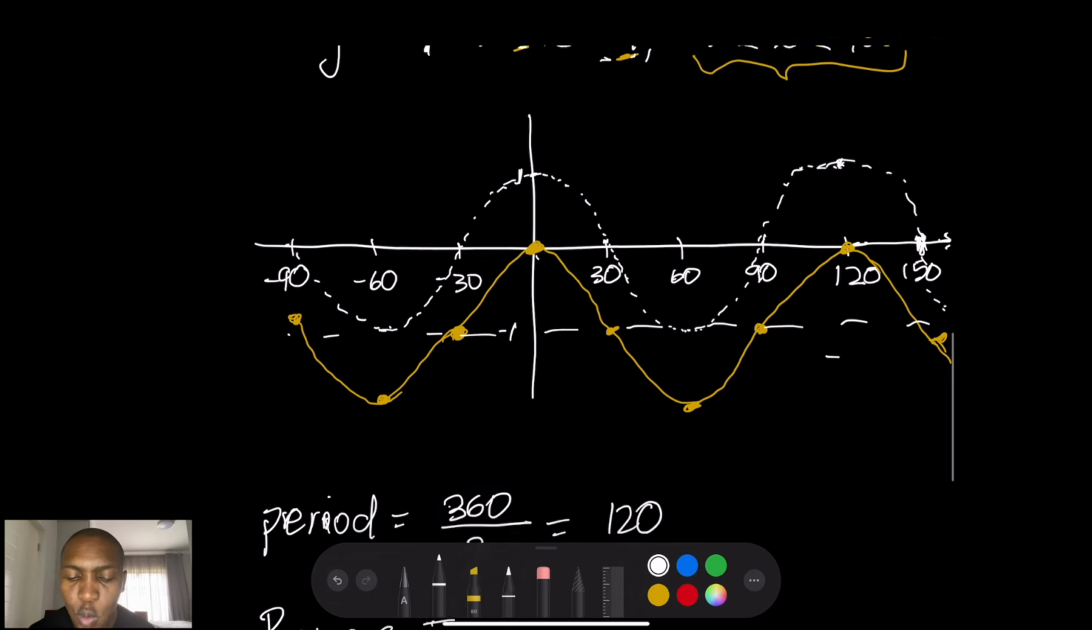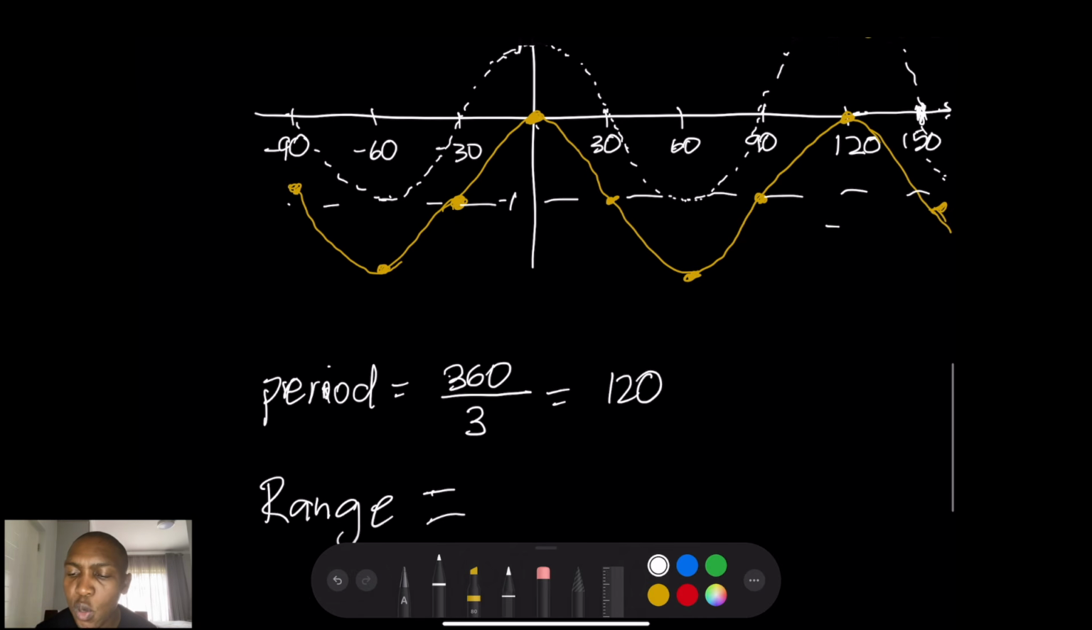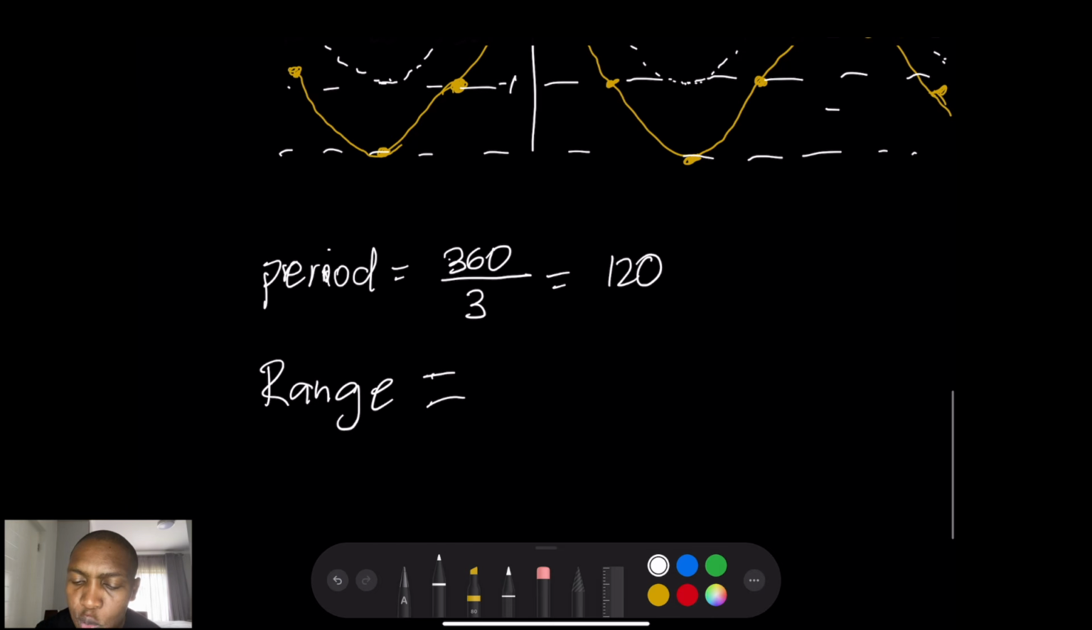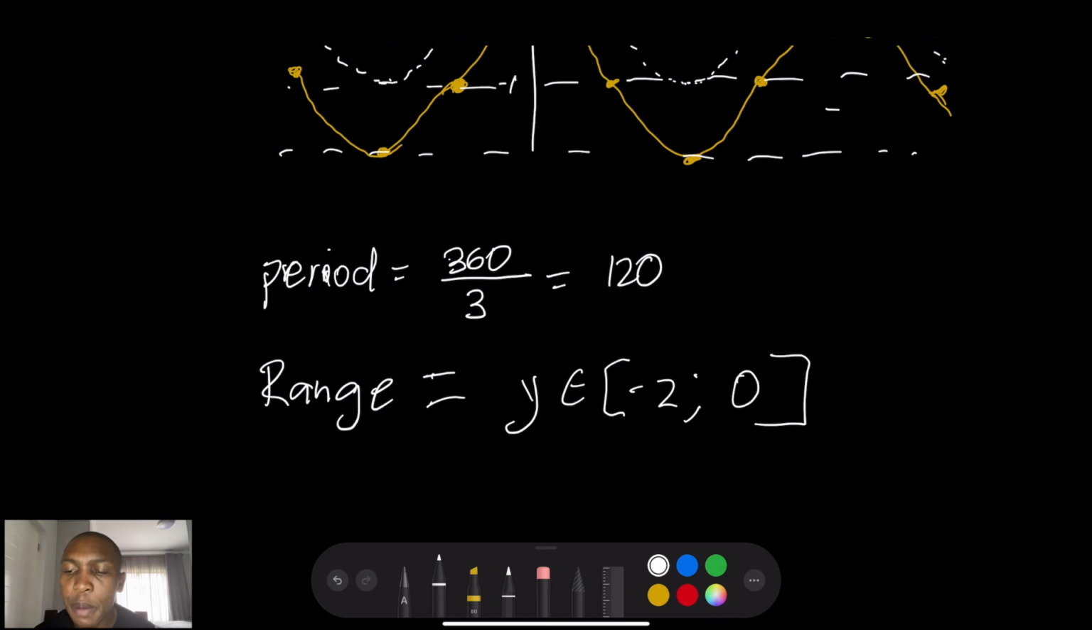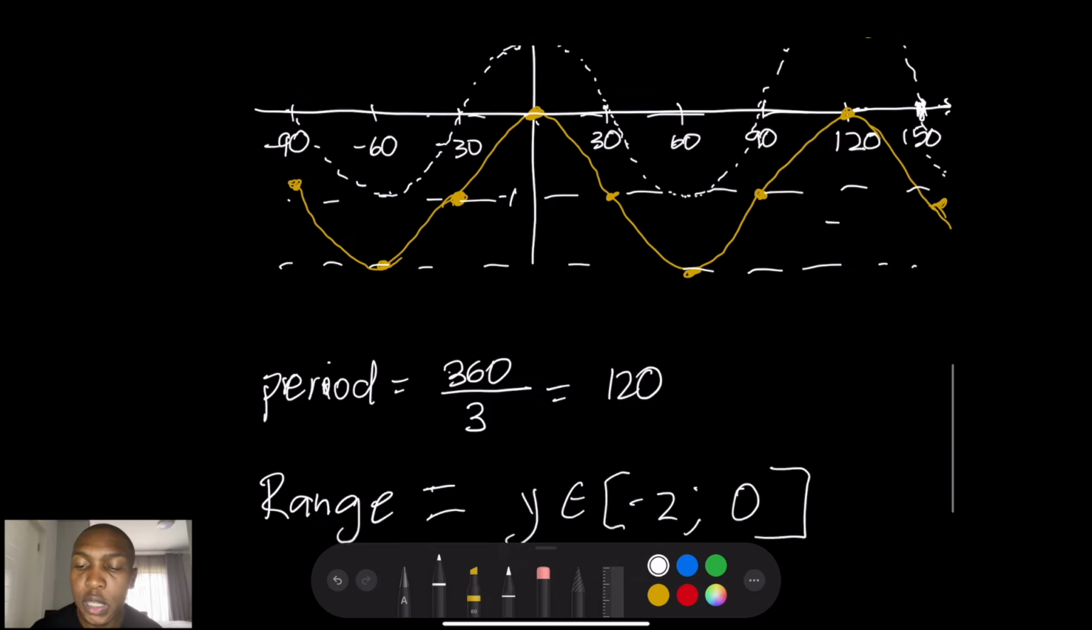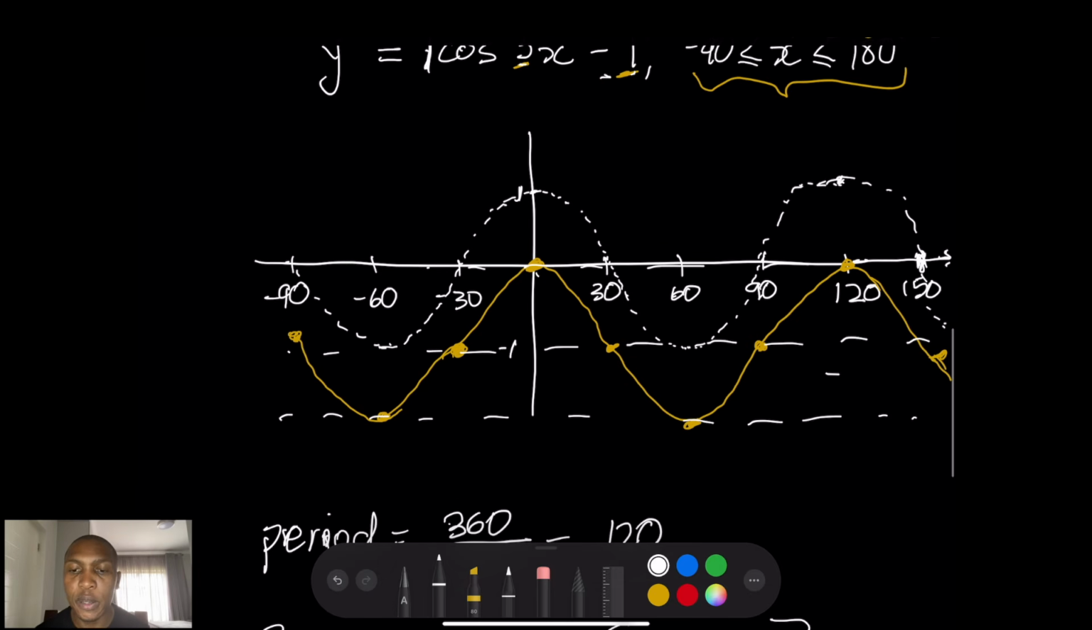Okay, but now let's talk about the range. You see this graph is from minus 2 and its maximum y is 0. So my range would be y is an element of minus 2 right up until 0, and that is where your range would be. All right, so I hope that makes sense.